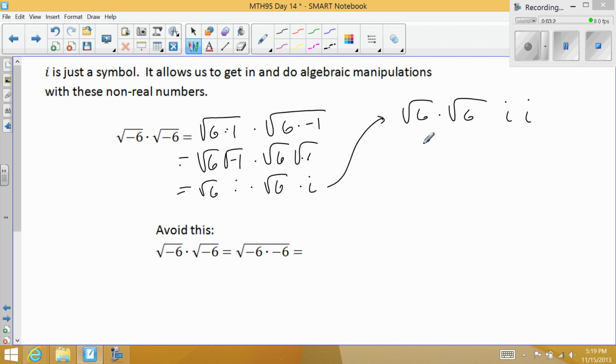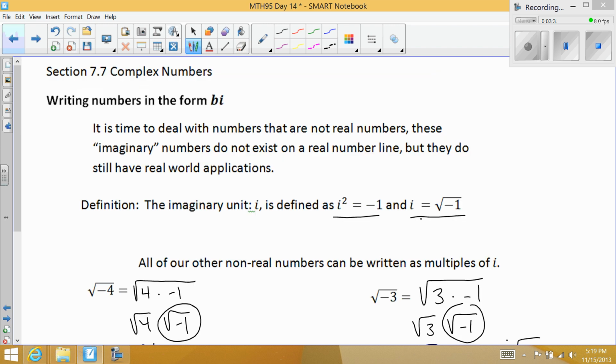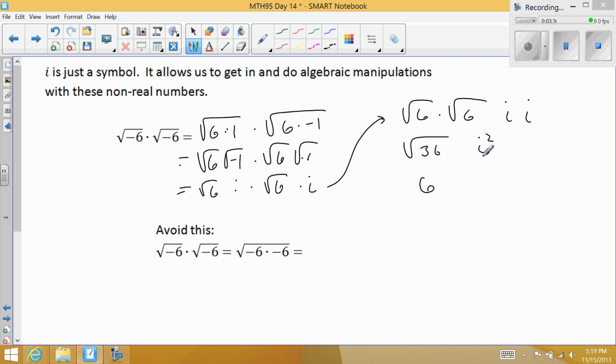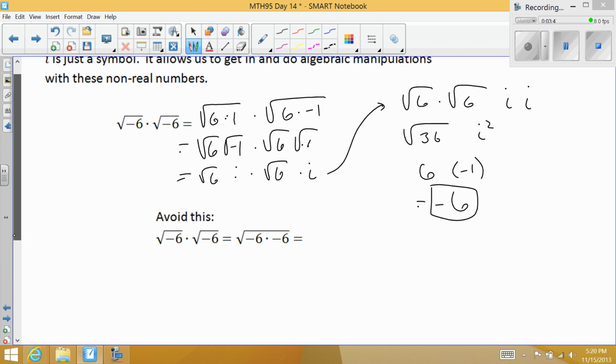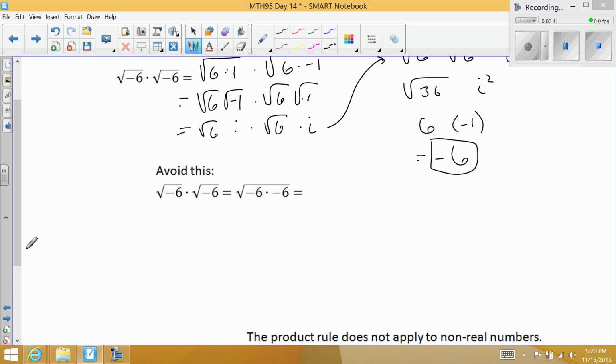The square root of 6 times the square root of 6 is the square root of 36, or just plain old integer 6. i times i is i squared, and you might remember we've defined i squared as being -1. So 6 times -1 becomes -6. That's certainly cleaned up nicely. Kind of interesting, you can multiply two non-real numbers and end up with a real number.